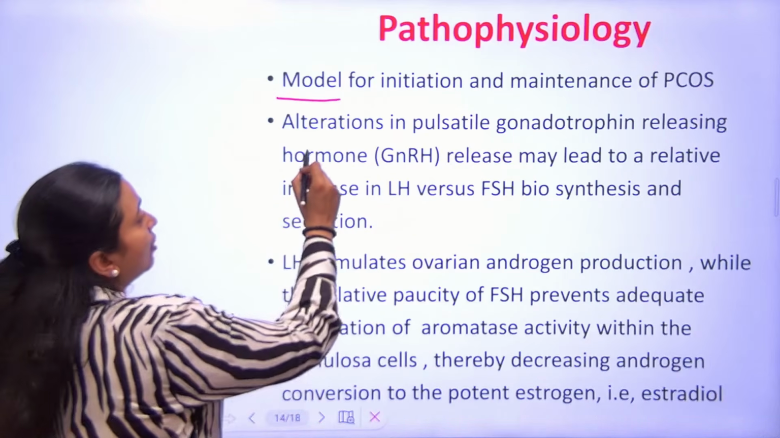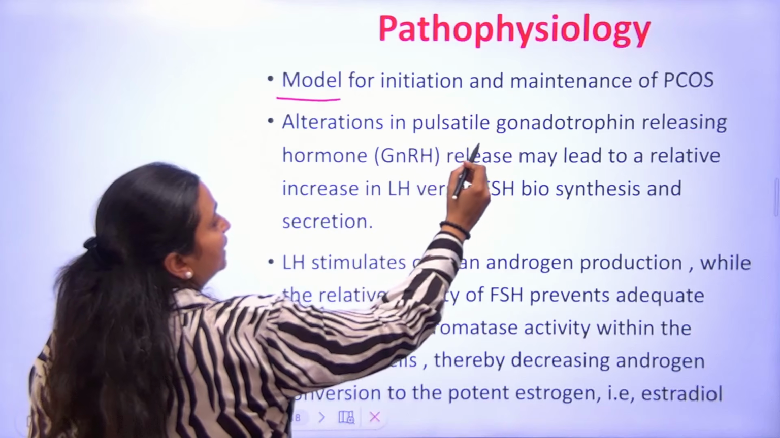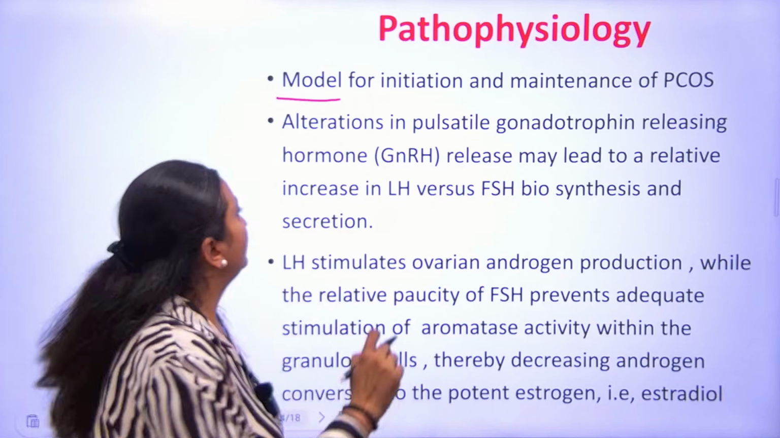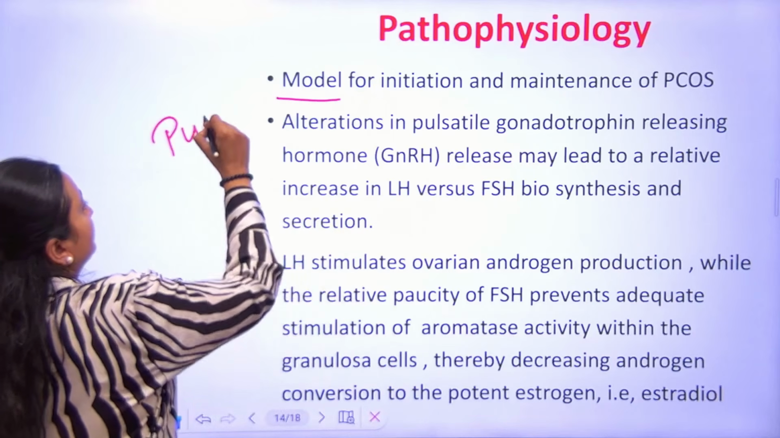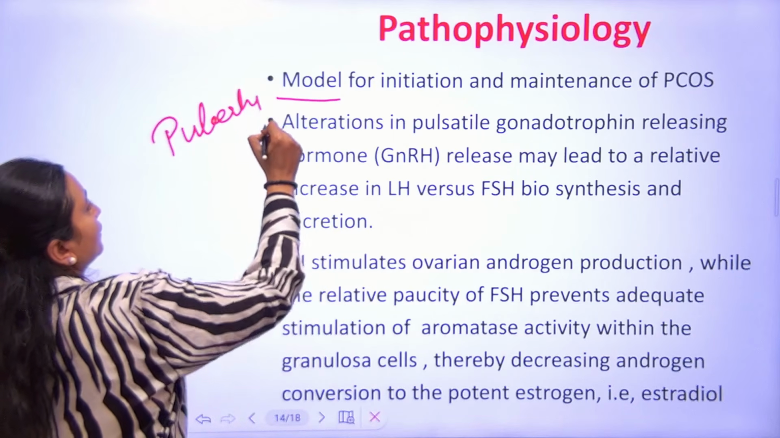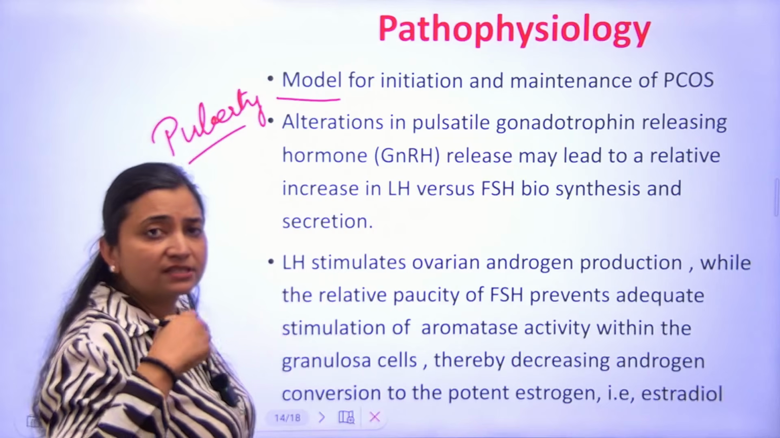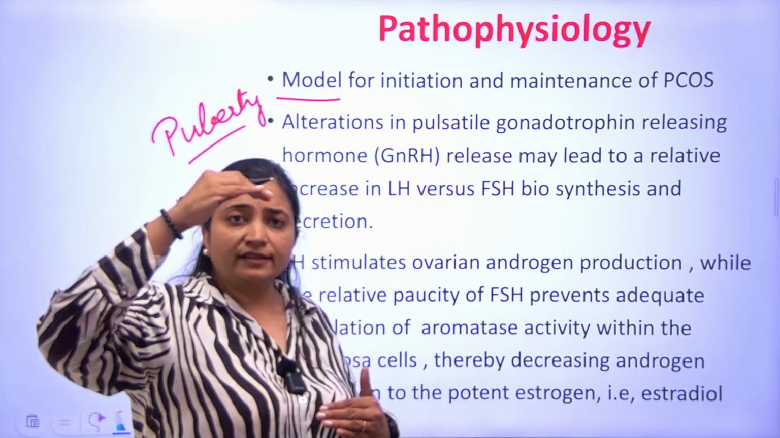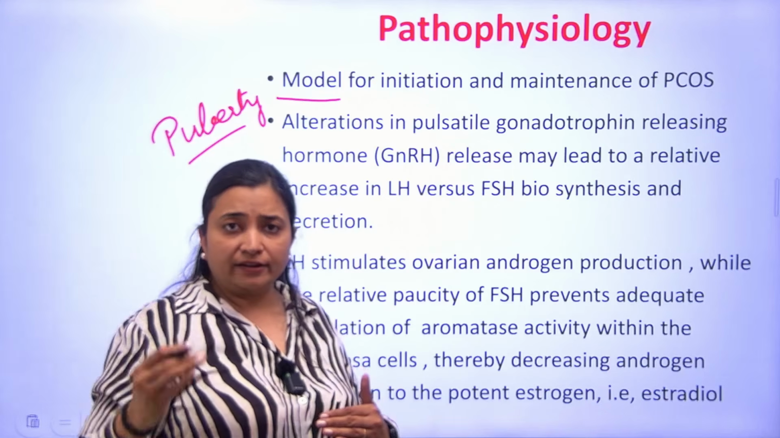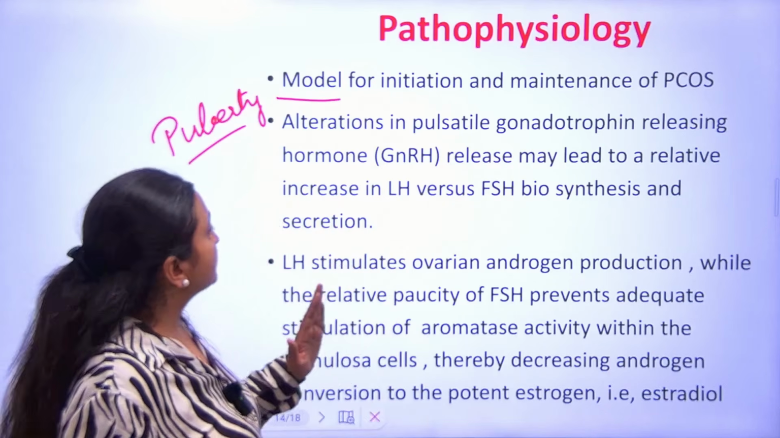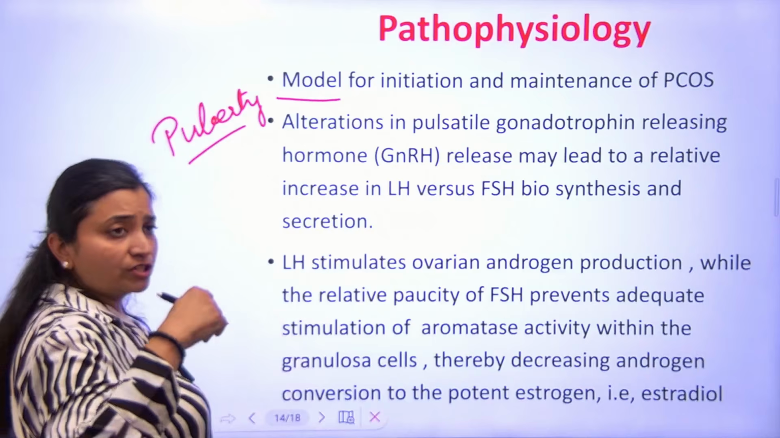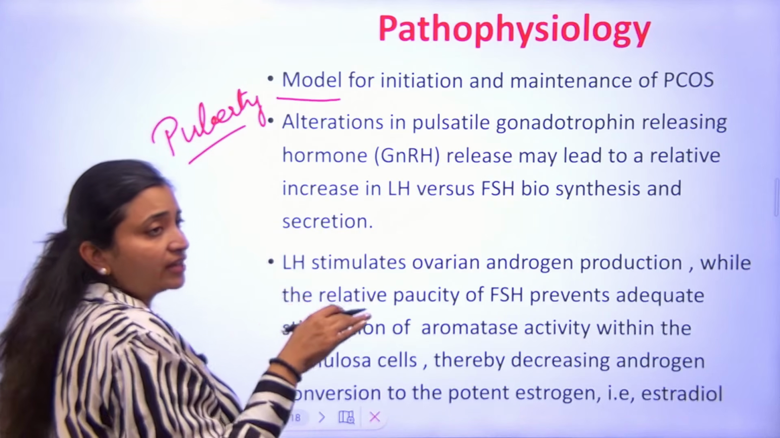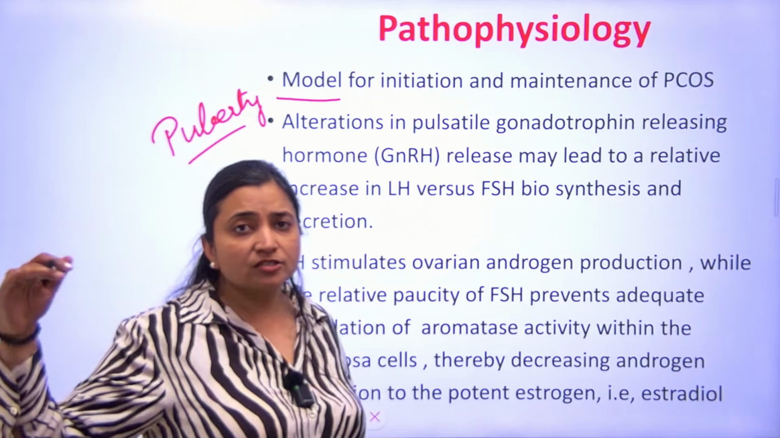What is that? Alterations in pulsatile GnRH release. All of us know what happens at puberty. At puberty, our hypothalamus starts giving pulsatile GnRH release. So there is a release, then there is a trough, release and trough. So this pulsatile release leads to something which creates menstrual function in the body. But alteration happens, that pulsatile release is no more there.